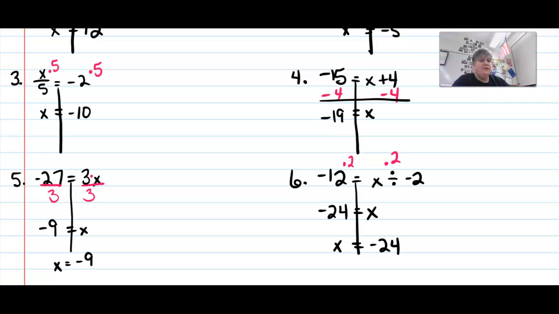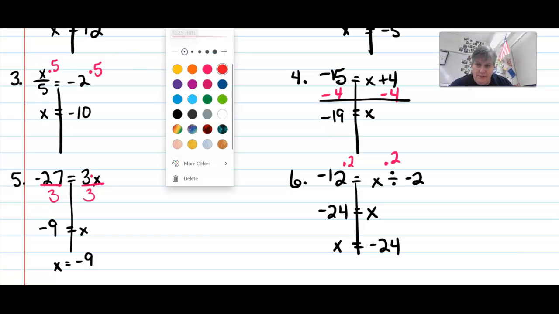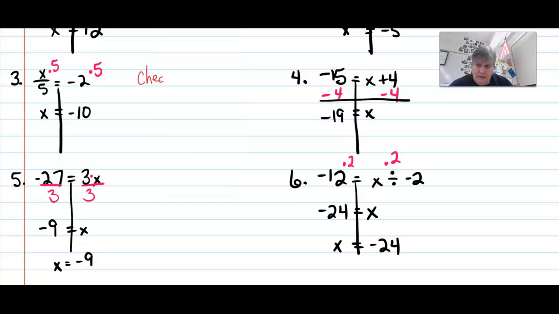Okay? And so then if you want to check your work, for this one, let's do red as checking. To check it, I would do negative 10 divided by 5. And if that's negative 2, then it works. And it is negative 2. So that's how you check your work. Okay? So remember, if you have a plus, you're going to minus. If you have a minus, you're going to plus. If you have a times, you'll divide. And if you have a divide, you'll times.